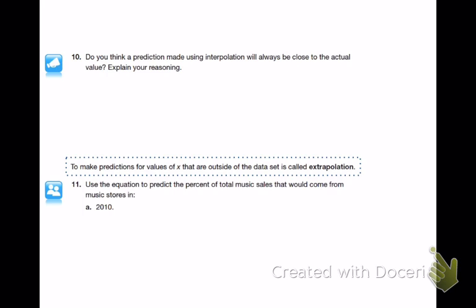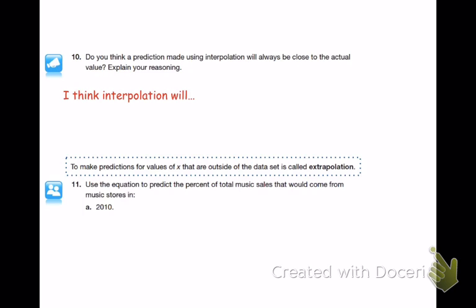All right, so the next question is, do you think a prediction made using interpolation, remember, using our equation, will always be close to the actual value? If you say yes, tell me why you think it's always going to be close. If you say no, tell me why it's not always going to be close, maybe sometimes, and explain why you're saying this. Here's something to get you started. I think interpolation will always be close to the actual value, or I think interpolation will sometimes be close to the actual value, and then finish it off with "because" on both of these options. Go ahead and pause this and bring it back when you're done.